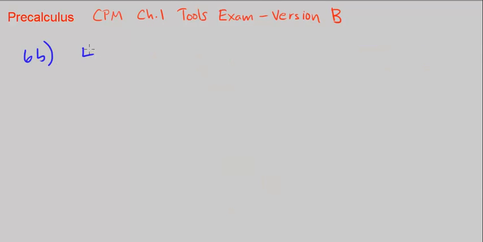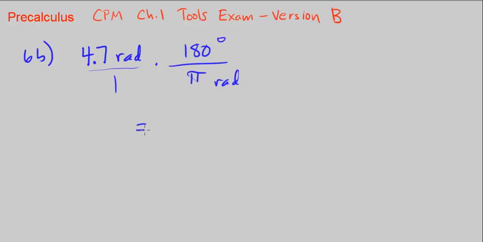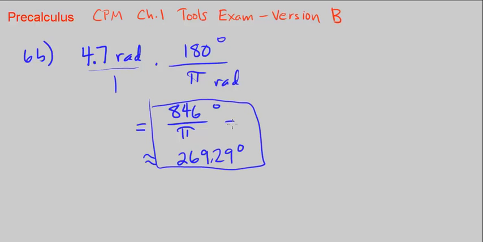6b. We were asked to convert 4.7 radians into degrees. Okay, remember this is over 1. This is not 4.7 pi radians, just 4.7 radians. So we multiply this, we want radians in the denominator, degrees in the numerator. Okay, so pi radians equals 180. Multiply this across. 180 times 4.7, put in your calculator, is 846. And we have pi in the denominator, degrees. We're done, or we could plug this in our calculator. It's approximately 269.29 degrees. Either one of these is acceptable, okay? And we would have been done.